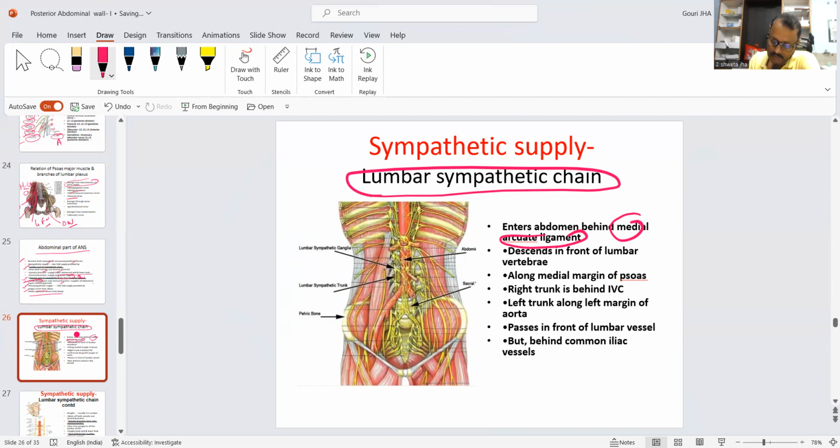See this one. This is the lumbar sympathetic chain. We can identify it over here.